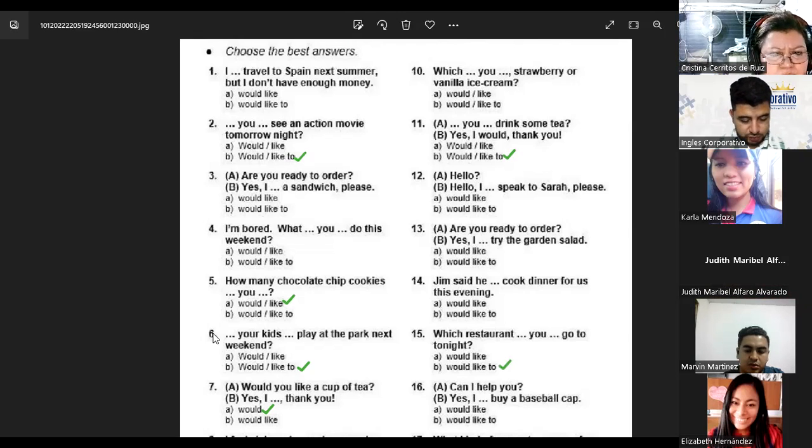And after Robert, we go with Ivania. 11. Okay, let's go with 11. 11 is taken. No, 12. 12, okay. Hello, I would like to speak to Sarah, please. Yes, perfect. De un solo le dice, quiero hablar con Sarah. Creo que reclamo. Okay, Ivania, and after Ivania, we go with Iris.